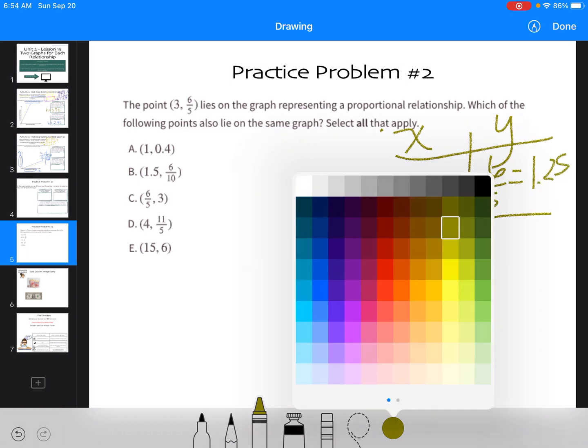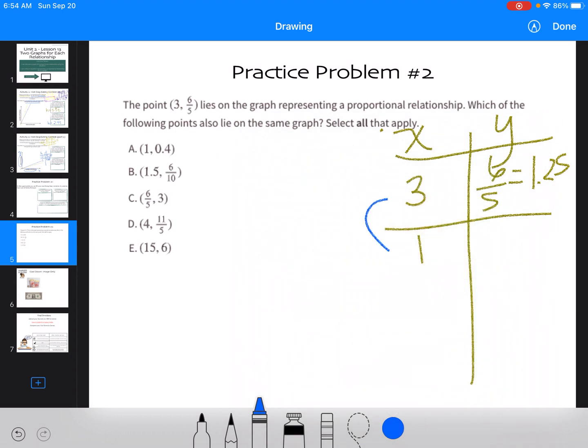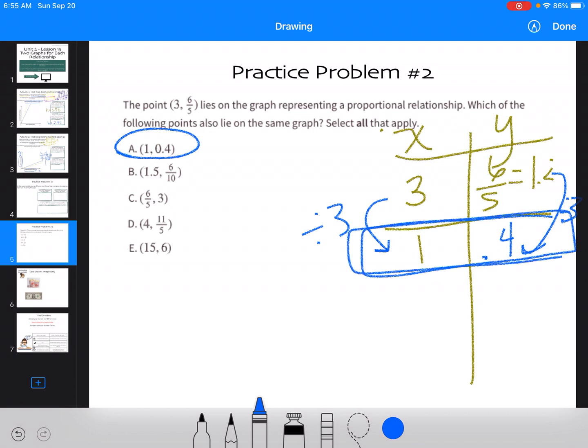So if I want to get from here to here, I'm going to divide by 3. Shouldn't have said 5. 1.2. So then I'm going to divide this side by 3. So 0.4. So 1 equals 0.4. So that's going to be the first one. So then I would check every other one from there out. So my constant of proportionality is right here. So now I have to check each point against that.